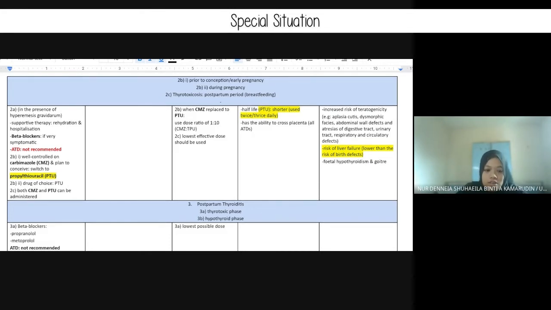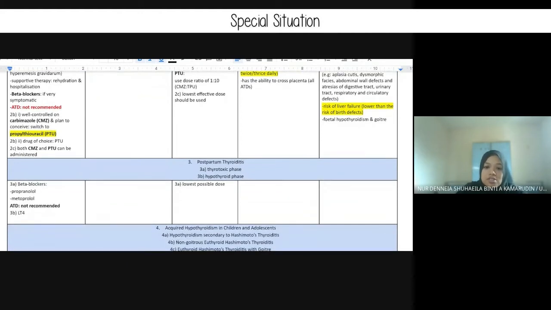So the adverse effect of using ATDs during pregnancy is the teratogenicity potential. With the use of propylthiouracil, there is a risk of liver failure. But the risk of liver failure is much lower than the risk of birth defects. In the case of thyrotoxicosis in breastfeeding women, both CMZ and PTU can be administered.